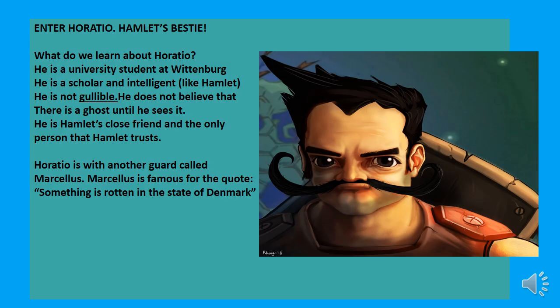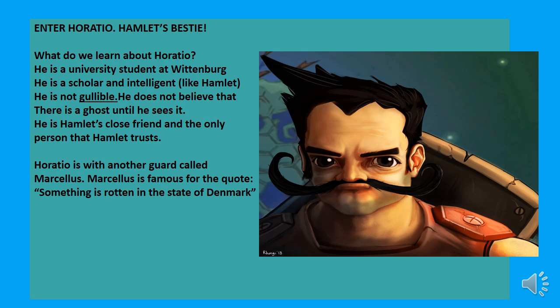Then Horatio enters. Horatio is Hamlet's best friend. What do we learn about Horatio in the play? He is a university student at Wittenberg. He is a scholar and very intelligent, like Hamlet. He is not gullible. He doesn't believe everything you tell him until he has evidence. So he does not believe that there is a ghost. Now, the guards tell him that they have been seeing a ghost every night, and he doesn't believe it because he has not seen it. He's also the most trusted friend of Hamlet's.